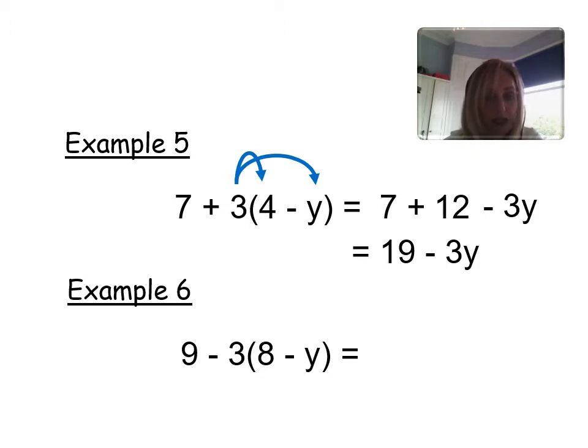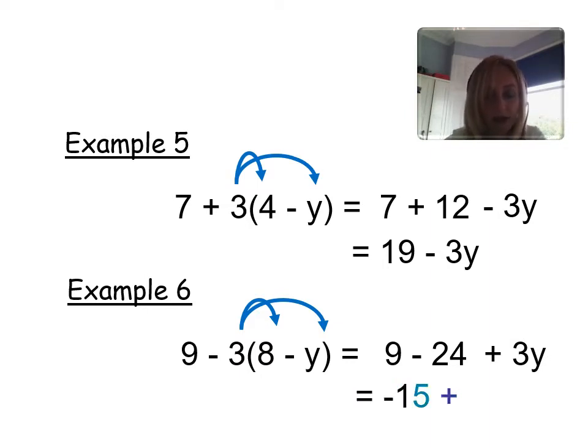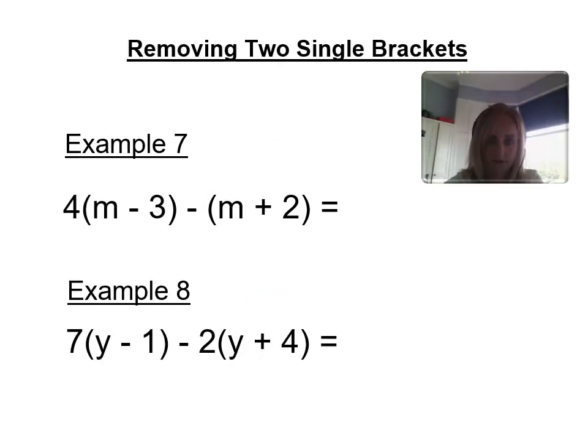Example 6, we've got 9 minus 3 times 8 minus y. Again, it's exactly the same to start. We've got this first term here. It's got nothing to do with this bracket, so we simply write that down. Our 9 goes first of all. And then just be careful because it's a minus 3 on the outside of that bracket that we've got to multiply everything inside the bracket by. So minus 3 times 8 is minus 24. And minus 3 times minus y, so a negative times a negative is a positive. So it's going to be plus 3y. And then we can tidy that up. 9 minus 24 is minus 15, plus 3y.